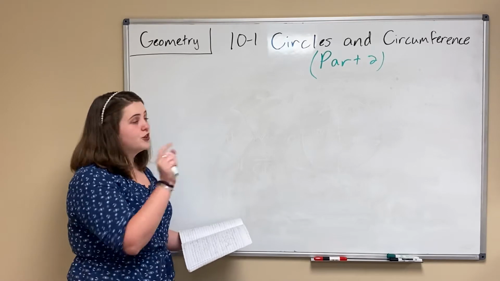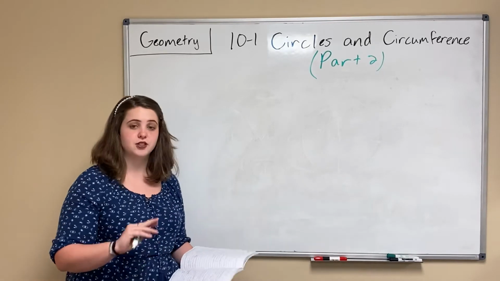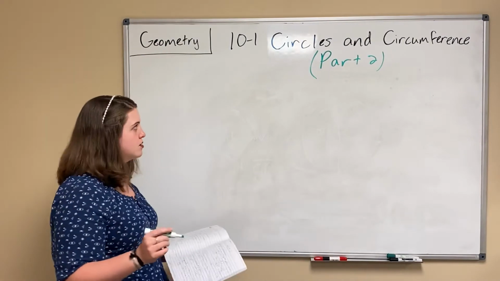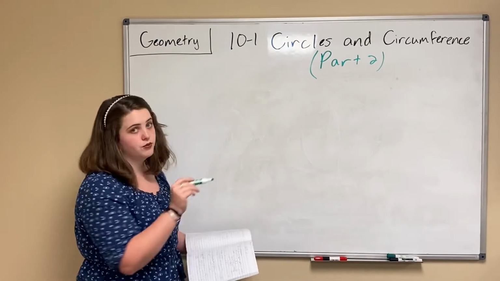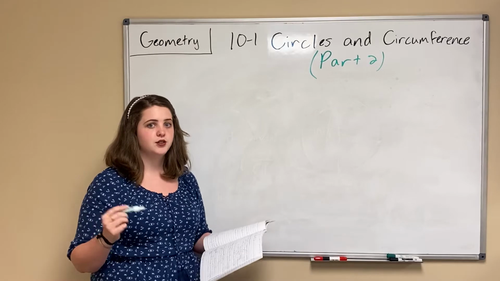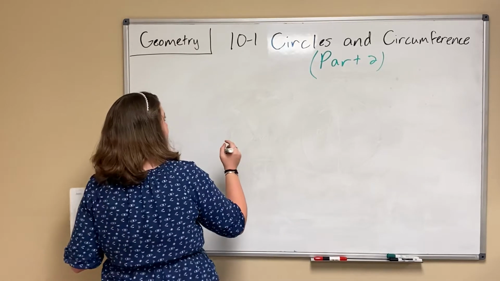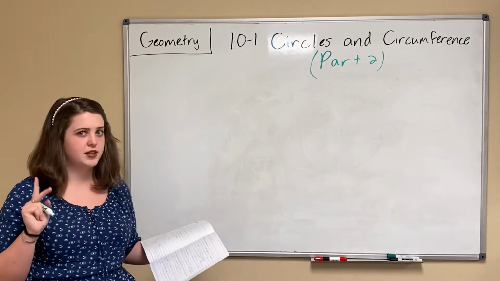Yesterday we did the first half of 10-1, talking about what the pieces of a circle are and how they work together. Today we're going to talk a little bit more about circumference and what that means for our circles. But first, I want to address what happens when two circles intersect and what that can look like.